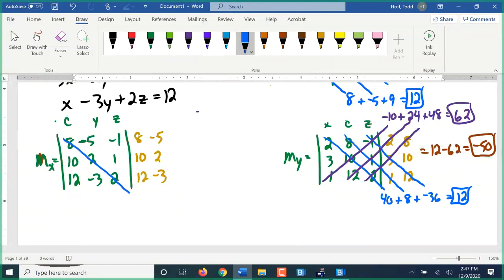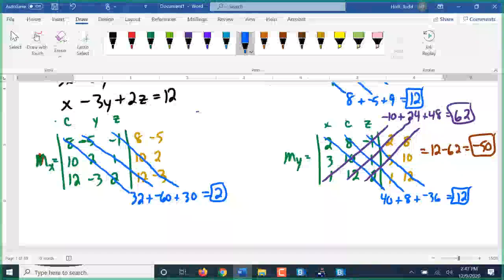And then we'll start our diagonals. 8 times 2 times 2 is still 32. But now it is negative 5 times 1 is negative 5 times 12 is a negative 60. Negative 1 times 10 is negative 10 times 3 is a positive 30. So that is just a 2 is what we get for our down diagonal total. Quite a difference.